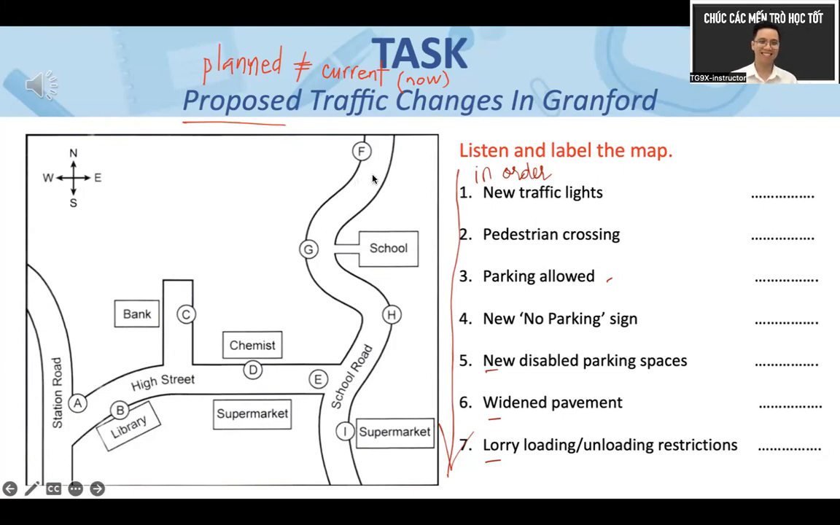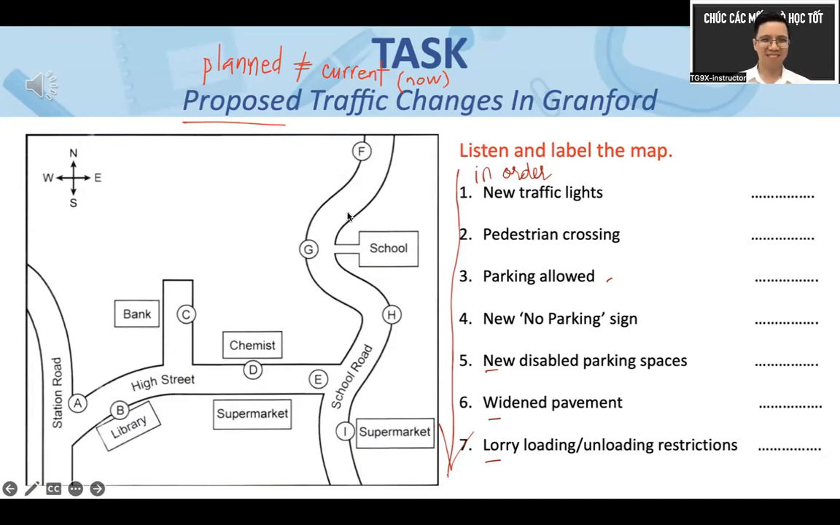Anh Tùng changes his answers. Okay, so now let's listen together once again, and you can check your answers.